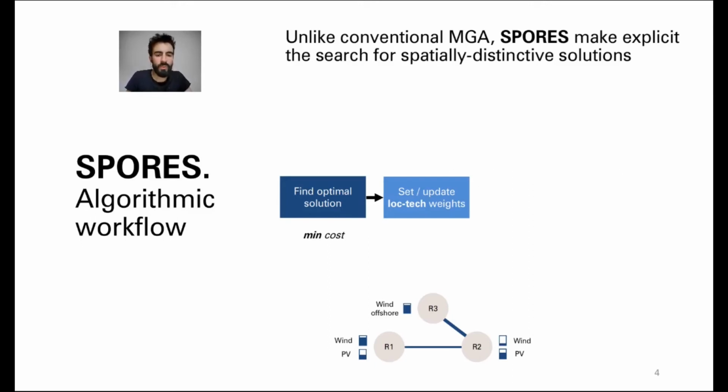In this case, we would assign a high weight to wind in region 1 because wind is deployed a lot in such a region, while we would assign a low weight to wind in region 2 where it's little deployed.